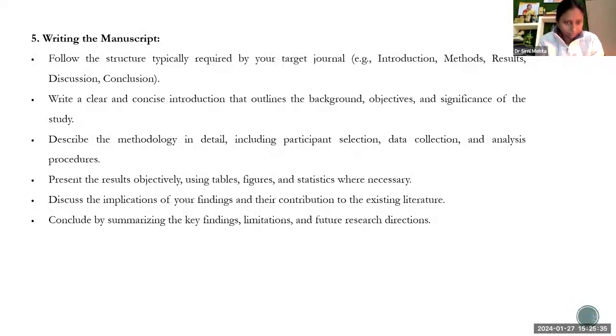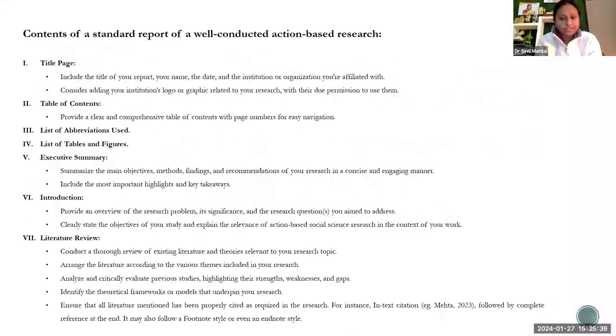So next slide. Now we'll delve into what the contents of a standard report of well-conducted research are. First would be the title page, and this will perhaps also help you in writing your article or your research output for this fellowship as well.